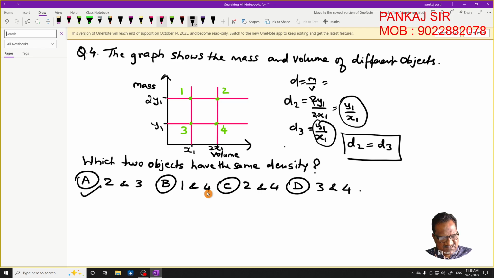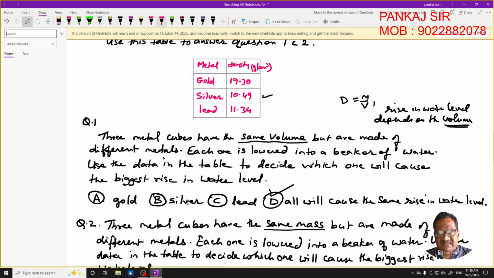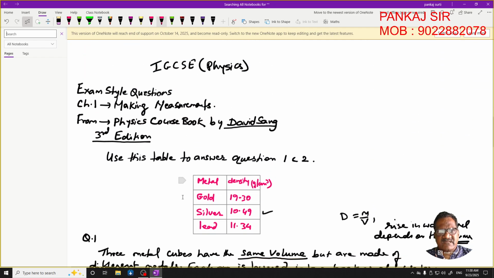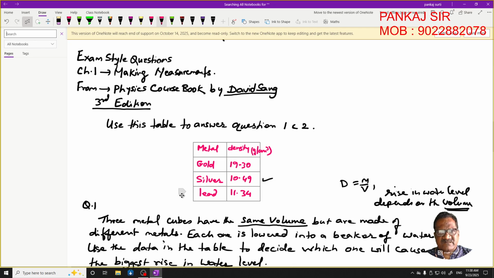So that was some MCQ type of questions from chapter number 1, that is making measurements. And these were the questions from the exam style questions.